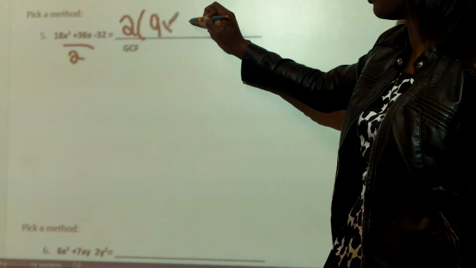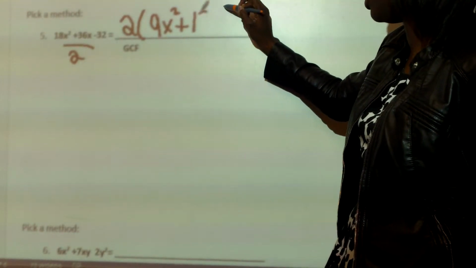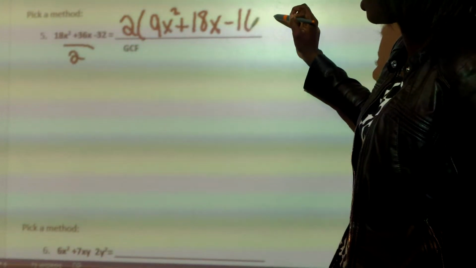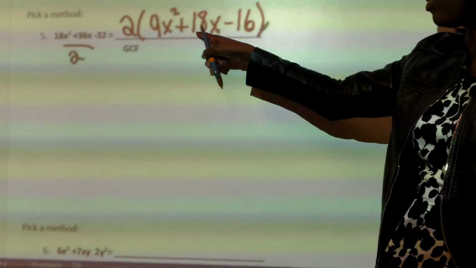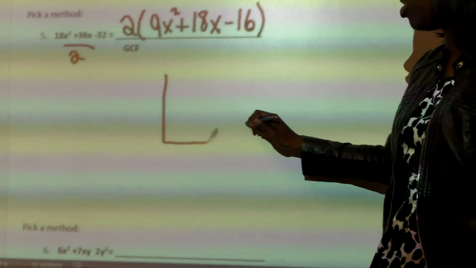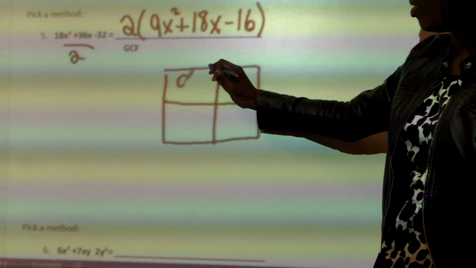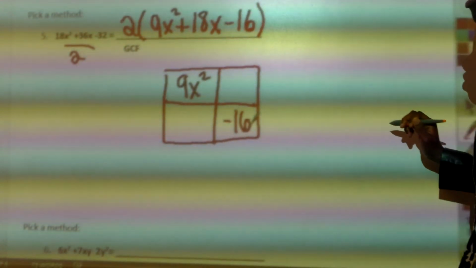2, then we're left with 9x squared plus 18x minus 16. And that's as low as we can go. So now we're going to factor what's in the parentheses. So draw your box. We have 9x squared, negative 16.